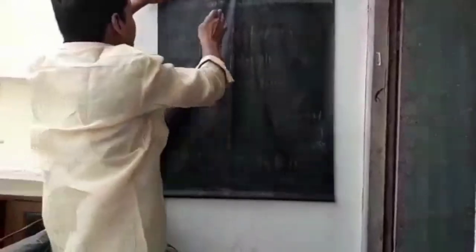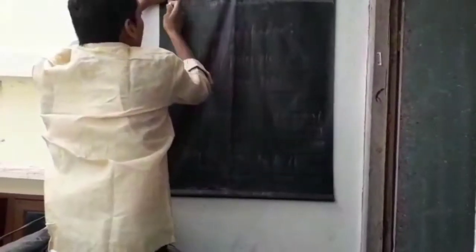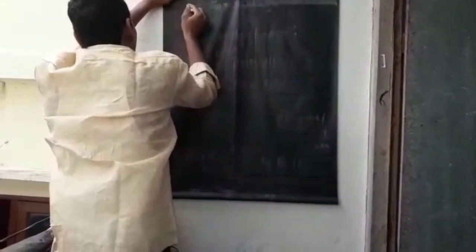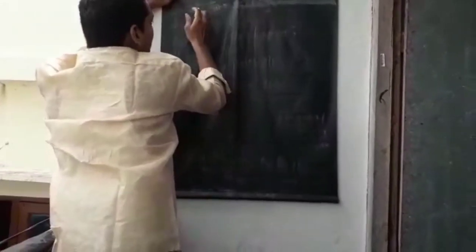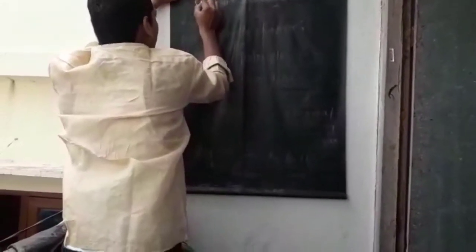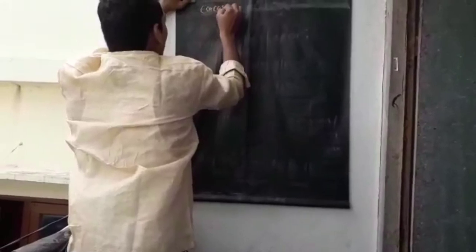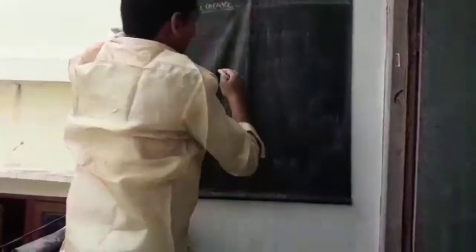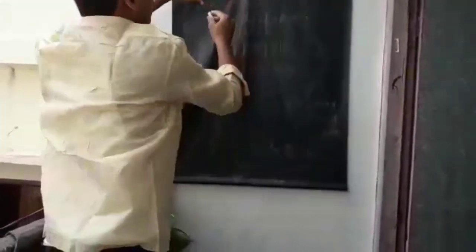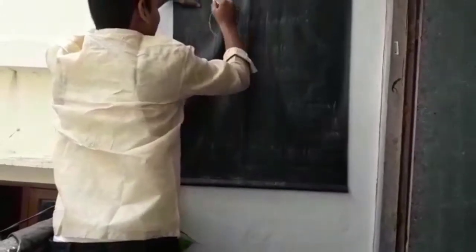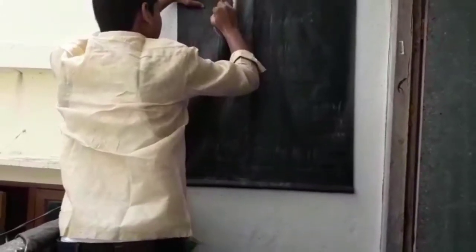So next, ray diagrams are very important. Before going to ray diagrams, first we need to understand what is a concave mirror and what is a convex mirror. Concave, it's a cave. So like this, I'll draw the diagram here. This is a concave mirror.